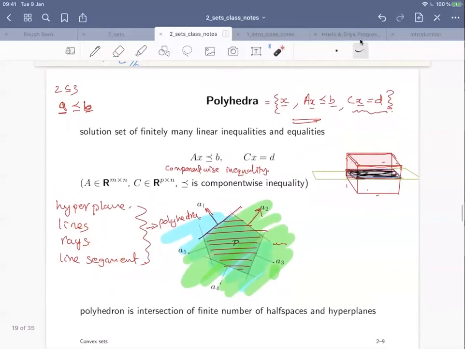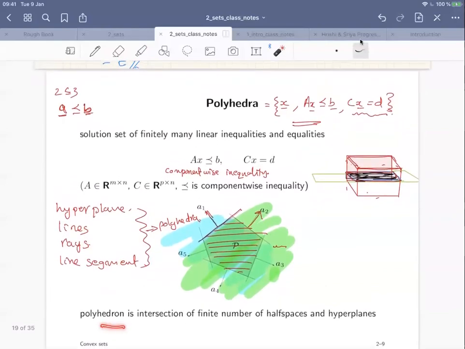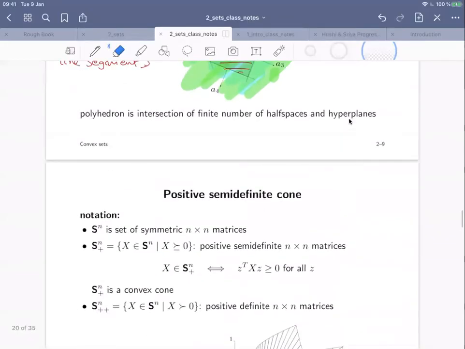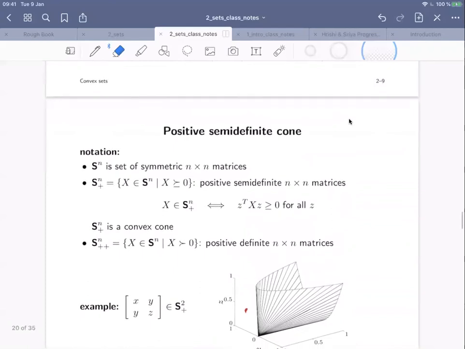So then we already saw that a polyhedron is the intersection of a finite number of half spaces and hyperplanes, right? The proof that a polyhedron is a convex set you can verify by yourself. It's very easy. Okay. Next, we saw what a polyhedron is.